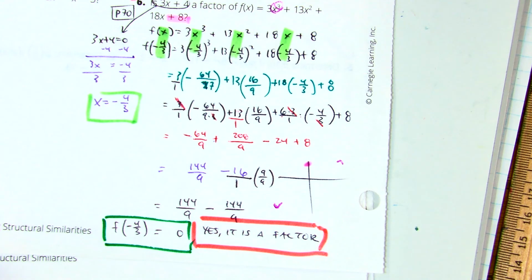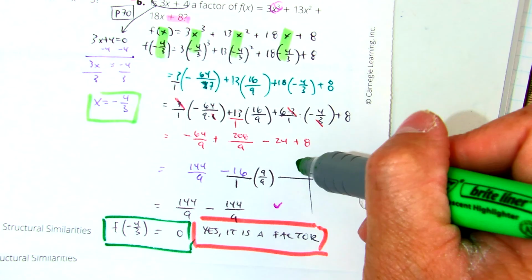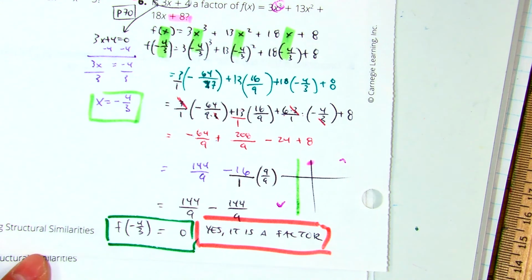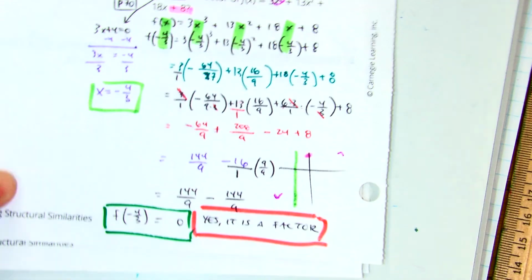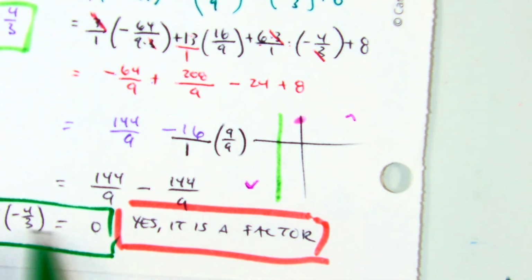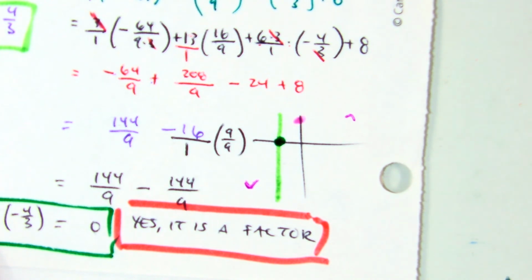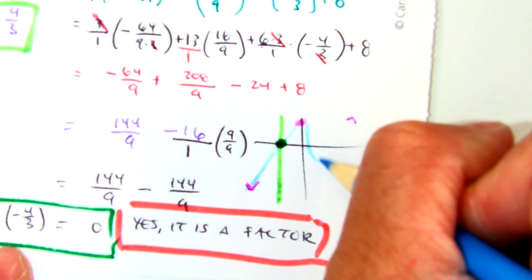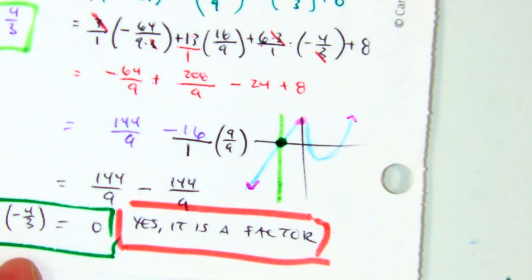And this green line I'm drawing is telling me where x equals negative 4/3. And then the ordered pair. In fact, zoom back in for you. Negative 4/3, 0 is on this green line. It's actually on the x-axis itself. Super important. And then I can just sketch my points. And there's a quick sketch of my graph.